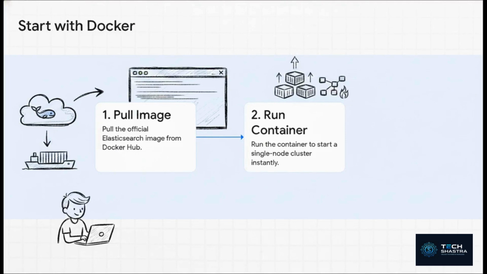Forget about complicated installations. Seriously, as a developer, Docker is your absolute best friend. With just 2 commands in your terminal, one to pull the official image and one to run it, you can have a single node Elasticsearch cluster up and running on your machine in literally minutes. This is, without a doubt, the fastest way to start playing around.